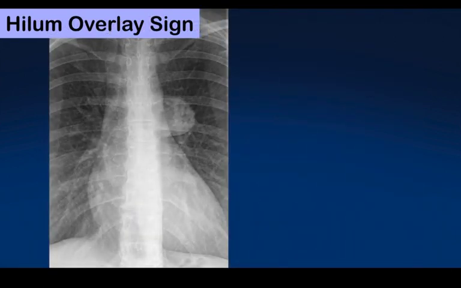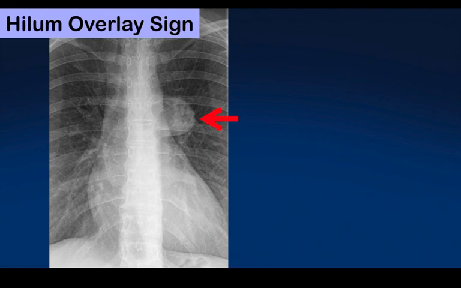This is another example of a Hilum overlay sign. There is a mass on the left, very smoothly marginated. Notice again that I can clearly see the silhouette of the left lung vessels through the mass, indicating that it is either anterior or posterior to the hilar structures.